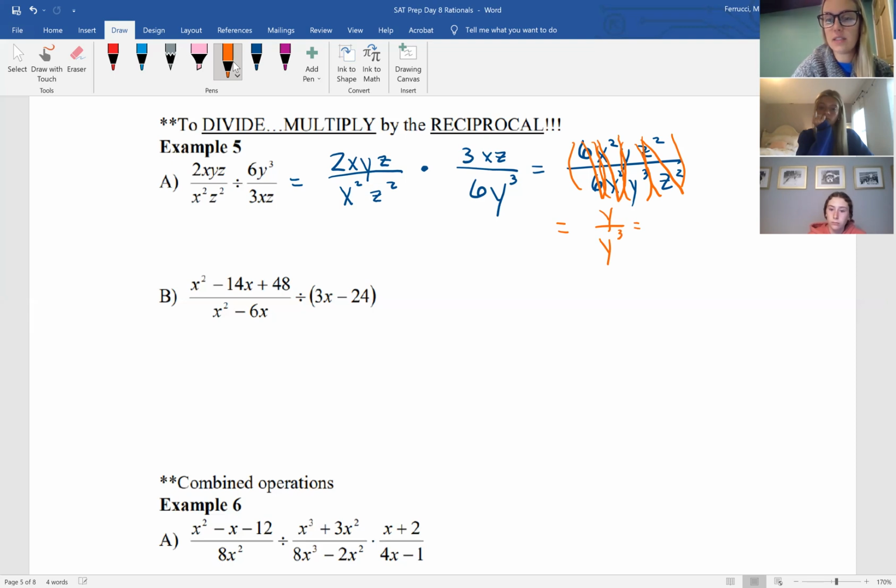And that simplifies into, technically, what's the exponent for y? -2. Okay, yeah. So the final one would be -2 because this one has an exponent of 1, right? Or you could rewrite it as 1 over y squared.